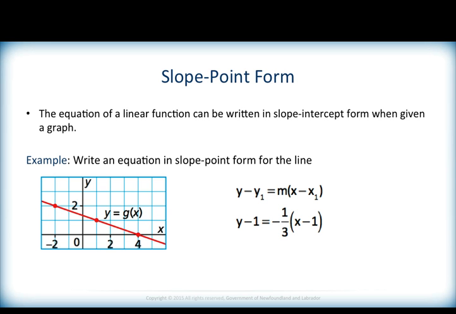Next, we can choose any point that is on this line for our x1, y1 point, and the point that was chosen here was point (1, 1). When we substitute that in for x1, y1, we will have y subtract 1 equals -1/3 (x subtract 1).